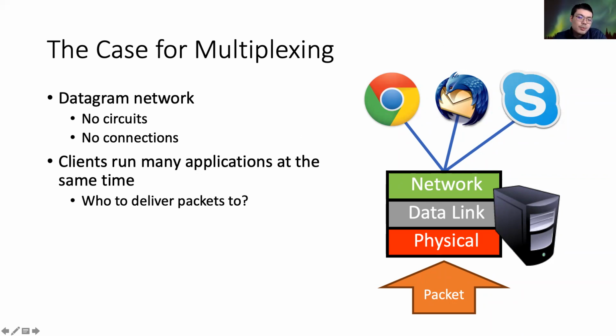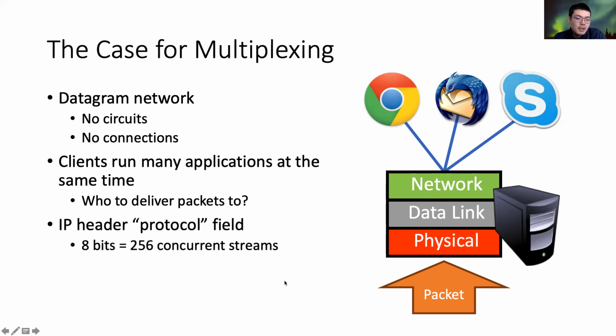Even between two people, they may each run these three apps. You want Chrome information to go to Chrome, email to go to email, and Skype to go to Skype. So who should the packet be delivered to? If you just have the network layer, you just have those small datagrams, and you don't know which application they should be delivered to.